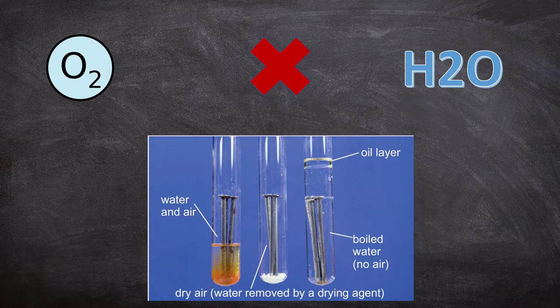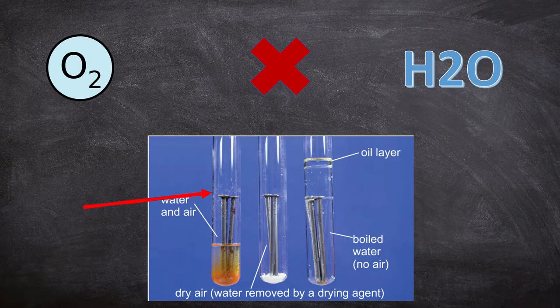Let's have a look at these nails placed inside these solutions. These nails are made of iron. One test tube has water and air in it. The next test tube has just air and a drying agent to make sure there's no water in it. And the last test tube has boiled water in there, meaning there's no air, and it's also got an oil layer above it. So let's have a look at the first one, water and air.